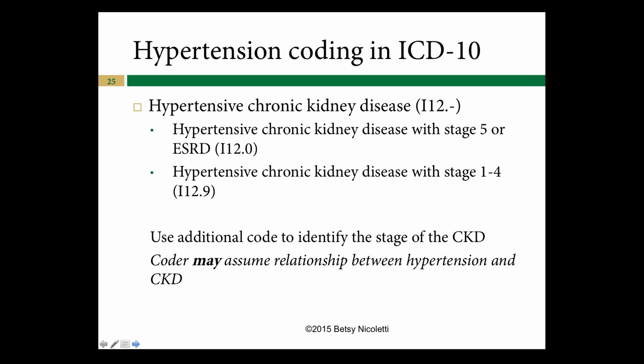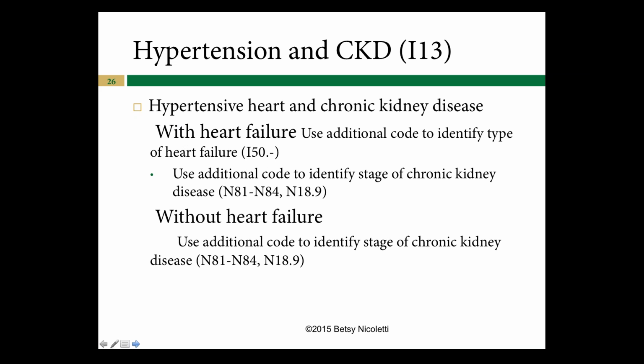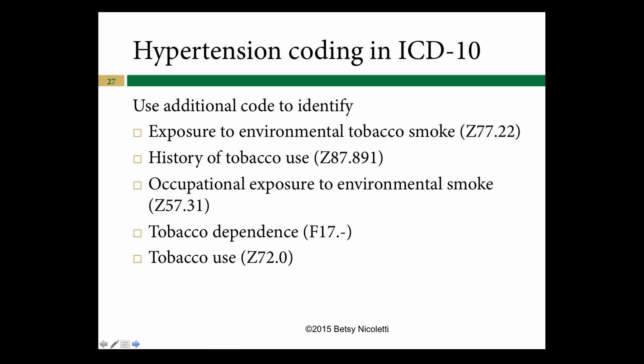Now, what about this poor patient who has all three, hypertensive heart and chronic kidney disease? In that case, we're going to use a code from category I13, and we're going to have a distinction with heart failure or without heart failure. There are going to be different codes for that. And we're going to use an additional code to identify the heart failure and the chronic kidney disease, just as we would have expected.